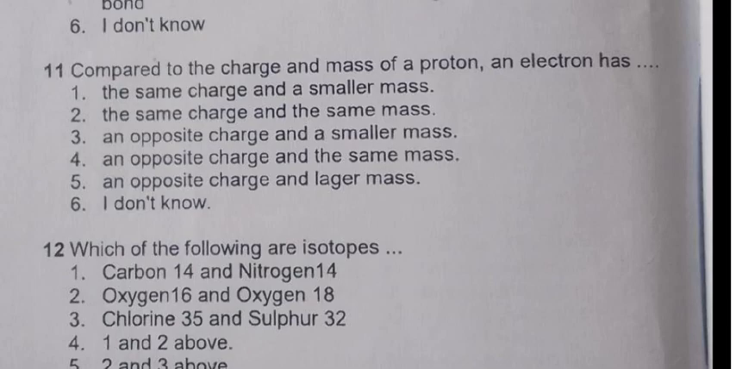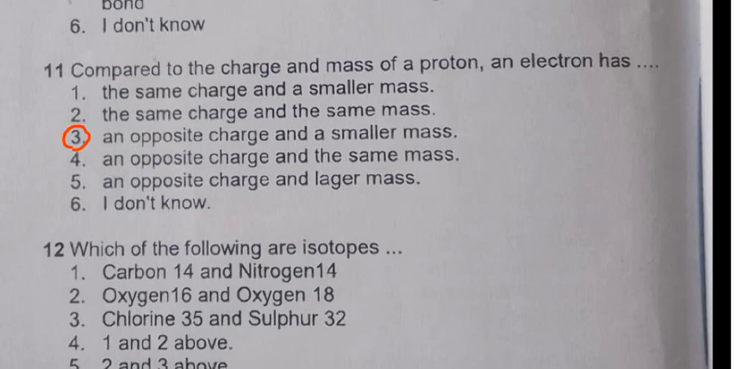3, an opposite charge and a smaller mass. Yeah, this is true, which is what I explained. Electrons are less dense compared to protons. So protons are denser than electrons. So what about 4? An opposite charge, yes, and the same mass. So for mass, it's not true. Then 5 says an opposite charge and larger mass. This is not true. So the answer is opposite charge and smaller mass. So 3 is the best option here.